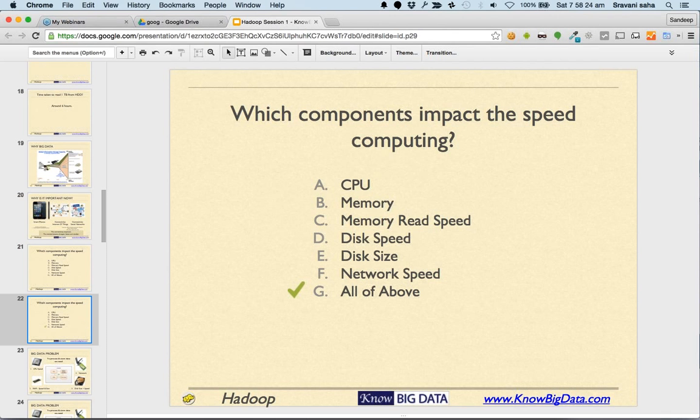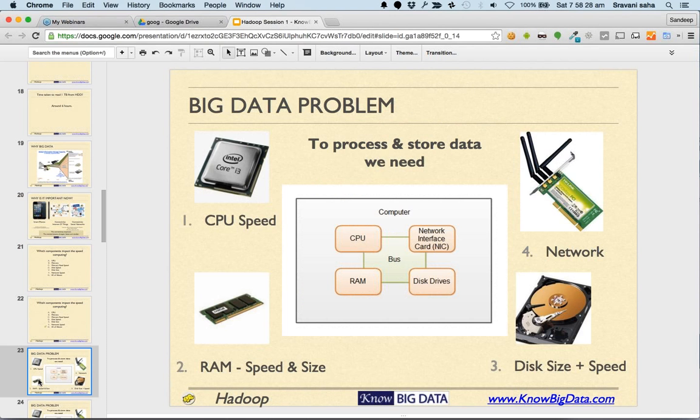Second is the memory, and when we talk about memory, it is both read and write speed. For those who are not aware of what exactly the CPU does, the CPU reads instructions and executes them one at a time. An instruction could be to increase this data by one, or it could be to jump to any other instruction. That's what the CPU does.